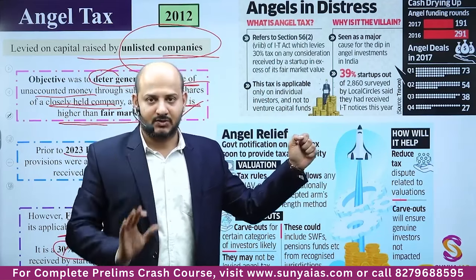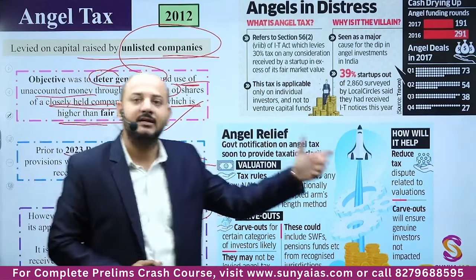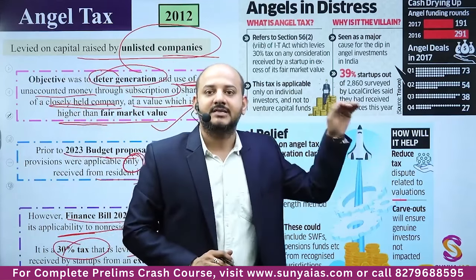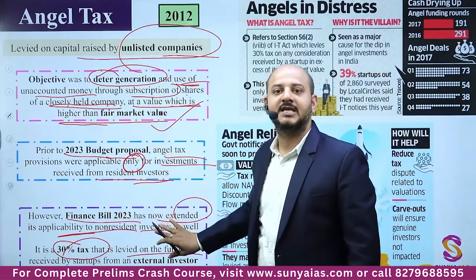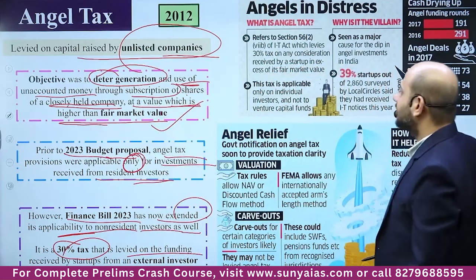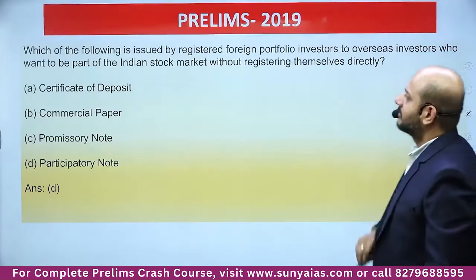That statement is wrong. It is levied not just for the resident investors but for the external investors as well, with the same rate at 30%. Now you understand why this angel tax is being levied and what changes have been done here. Okay. So let's look at the question.